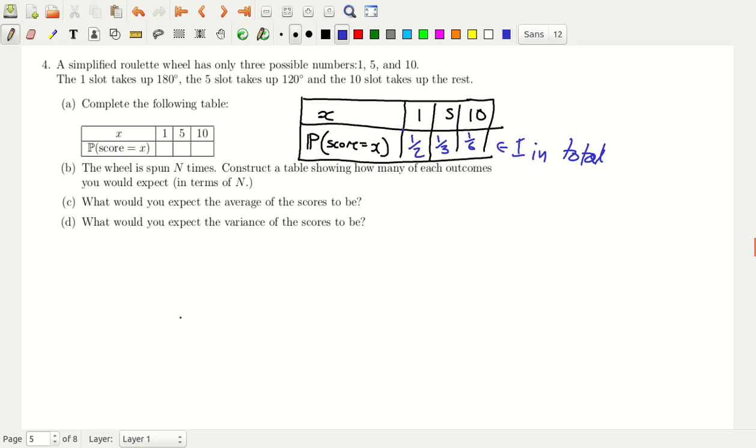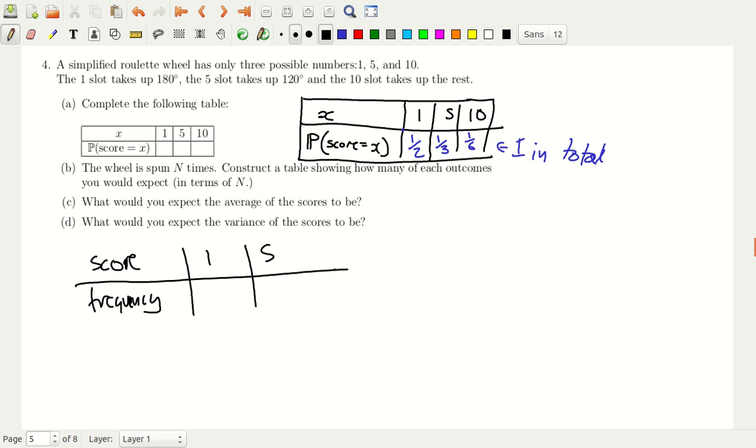Okay, so now we spin the wheel n times, some large number n. So we'll do score and frequency. We'll make a new table: 1, 5, and 10. I would expect roughly half the outcomes to be 1, roughly 1/3 of the outcomes to be 5, and roughly 1/6 of the outcomes to be 10. So that's n over 2, n over 3, and n over 6 is what I would expect.